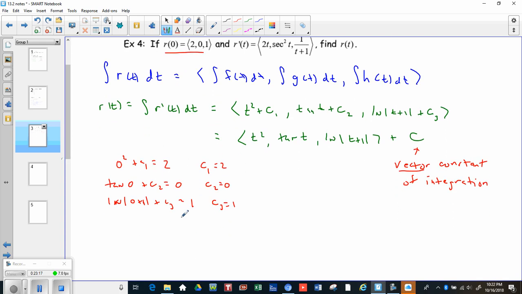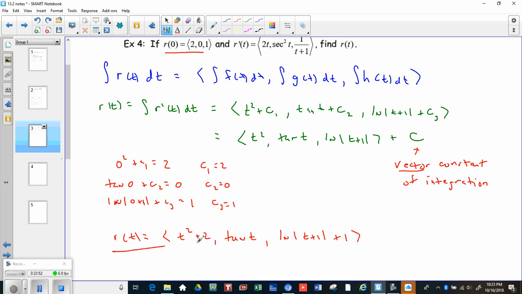So my r of t, specific to when r of 0 equals this, which gave me my initial condition, r of t is now going to be written as t squared, and then my constant was 2 for that part. Constant for this one is 0, so it's just tangent t. And then natural log, absolute value t plus 1, and then my constant was 1.